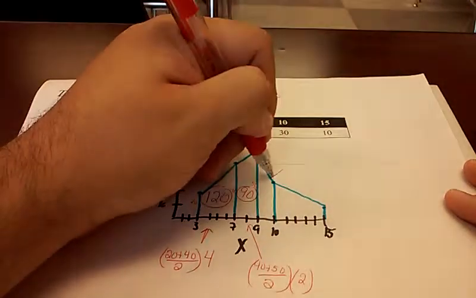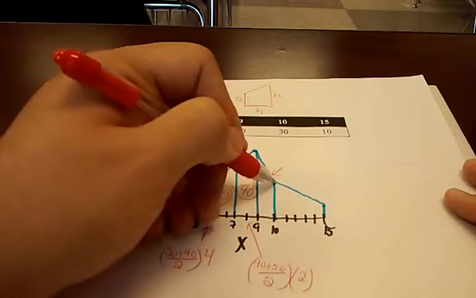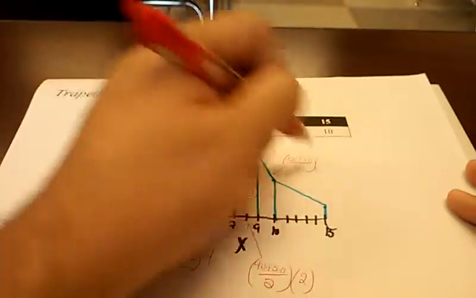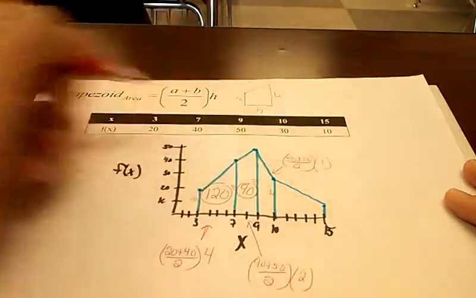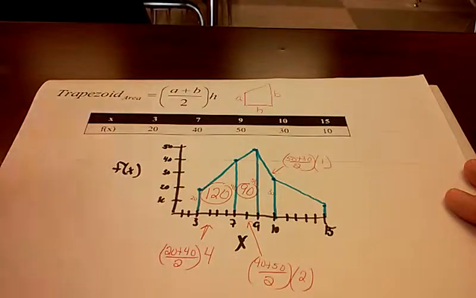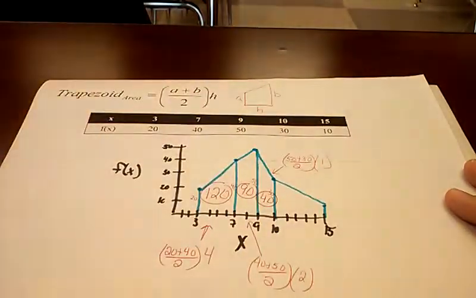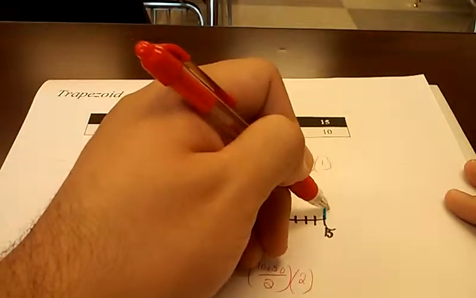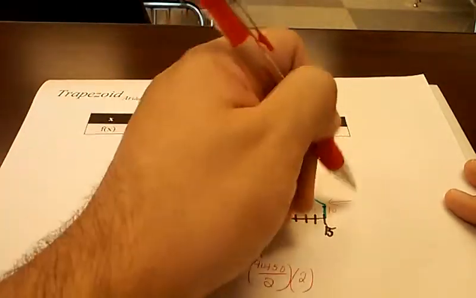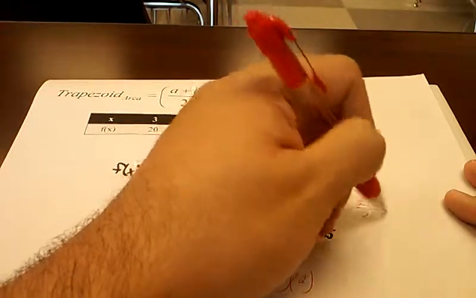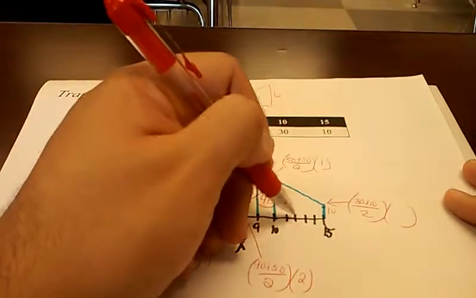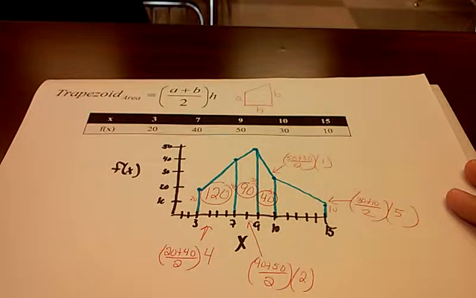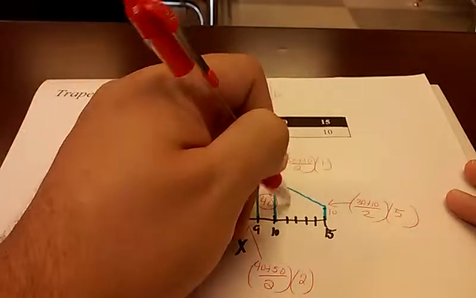All right, let's do the next one. This is still a height of 50, but this is a height of 30. So I'm going to have 50 plus 30 divided by 2, times the width, which in this case is 1. So 50 plus 30 is 80, divided by 2 is 40. So this area would be 40. And then for the last one, this is still 30, but this height right here is 10. So for this trapezoid, I'm going to have 30 plus 10 divided by 2 times my width, which in this case is 5. So 30 plus 10 is 40, divided by 2 is 20, times 5 is 100.